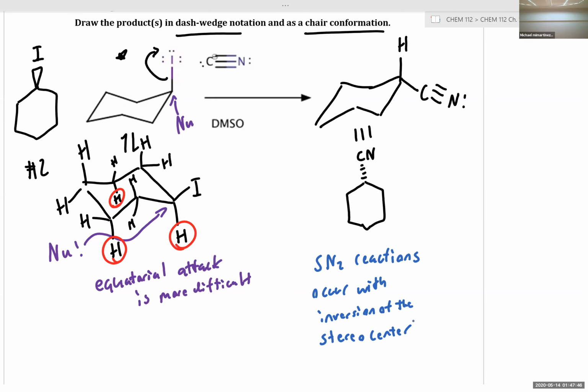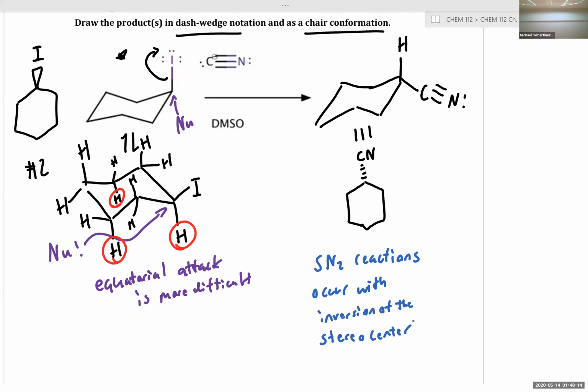So this is a two-part question. One, it highlights that axial substituents are more reactive in SN2 reactions. And it highlights that SN2 reactions occur with an inversion of your stereocenter. Just two things you always need to have in the back of your mind when I ask you to predict products. You need to show the proper stereochemistry for your products.